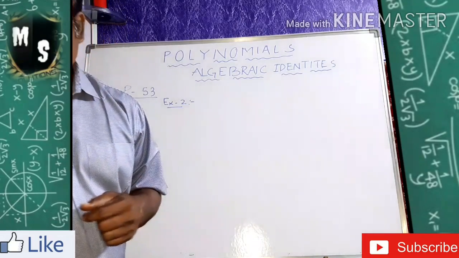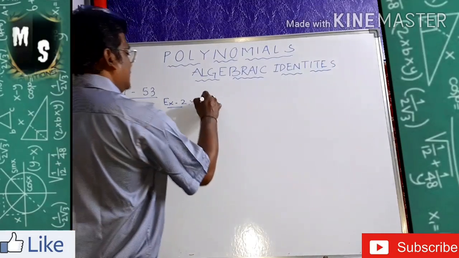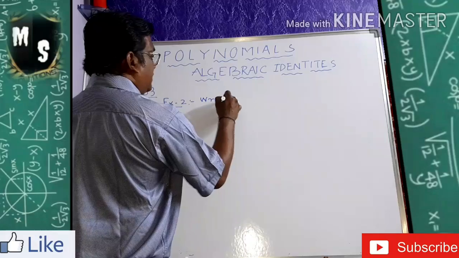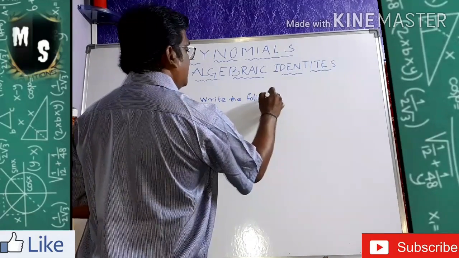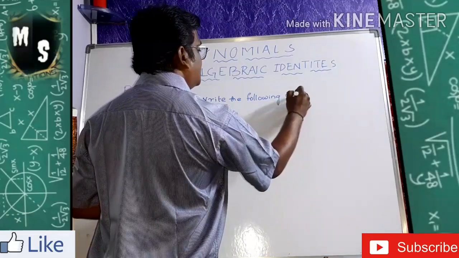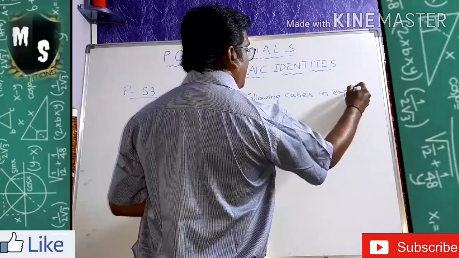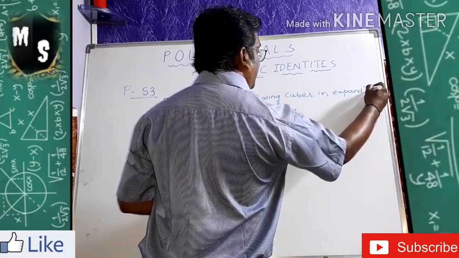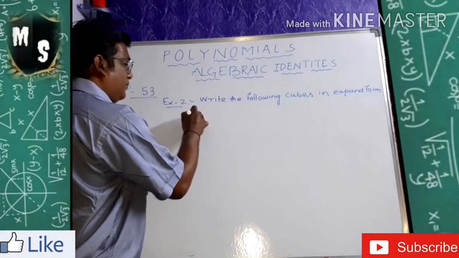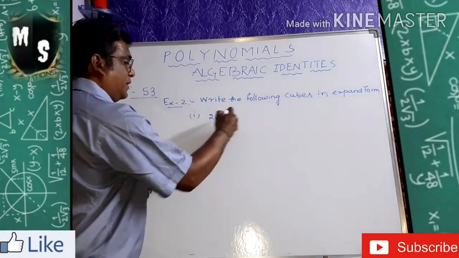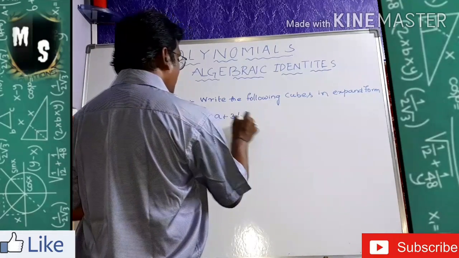See what the sums are. Bit 1 is 2a plus 3b whole cube. Write the following cubes in expand form. We are going to write them in expand form. So how can we write them? I am doing one bit for you. The question given is 2a plus 3b whole cube.